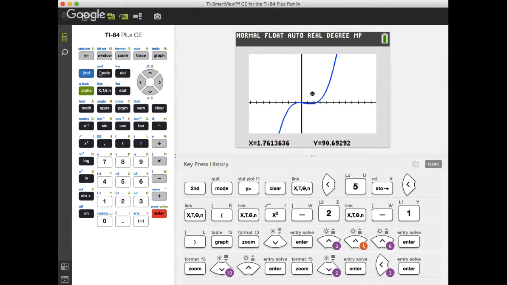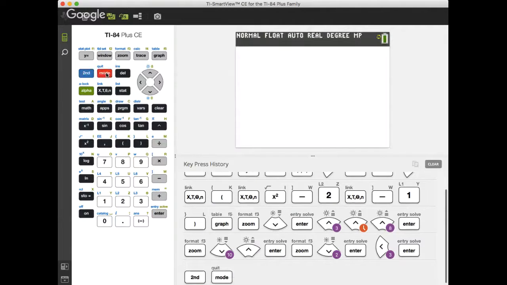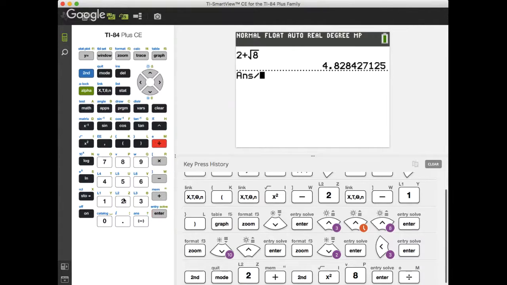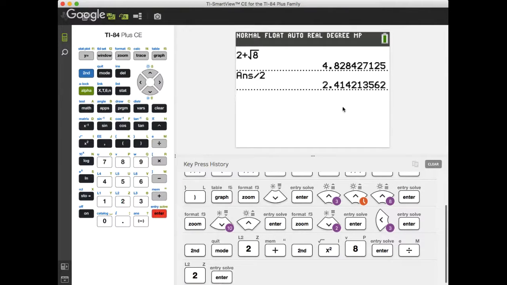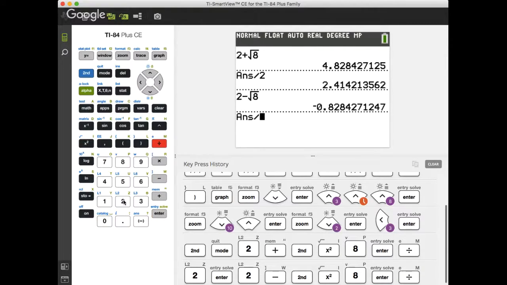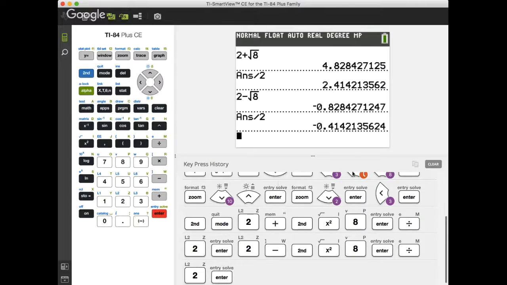But before we do that, let me quit that because I want to make sure I do the 2 plus or minus the square root of 8 all over 2. In that situation, I would do 2 plus the square root of 8, press enter, and then divide that by 2. So my first x-intercept should be 2.4, all right, 2.4 on that side. And if I did 2 minus the square root of 8, get that answer, divide that by 2, I should get negative 0.41.